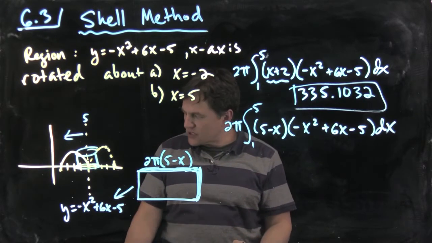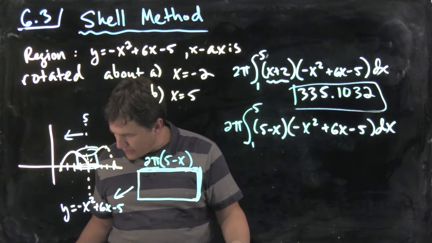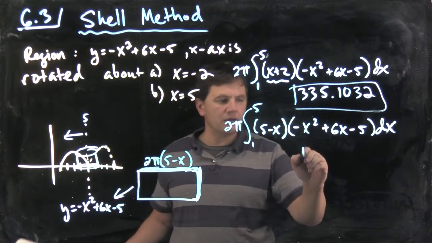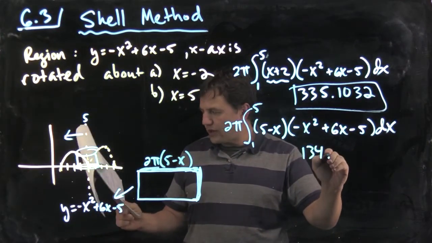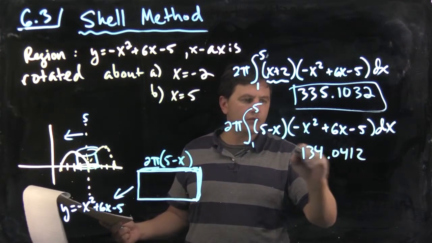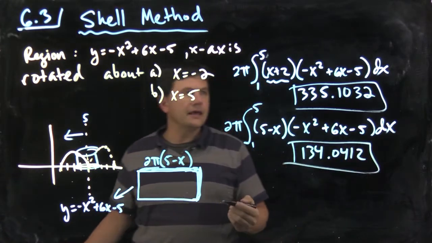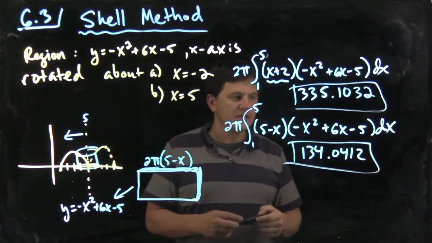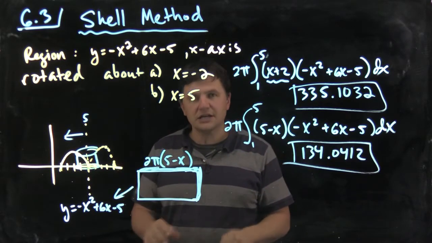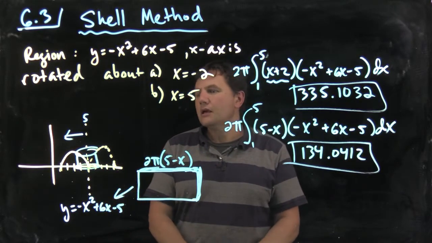Okay? So once again, setups are all I care about here today. So now I plug this in my calculator. I get 134.0412. Hopefully these are correct. I did these earlier. As you know, sometimes I make mistakes. If I make a mistake, bring it to my attention in class so we can talk about it.